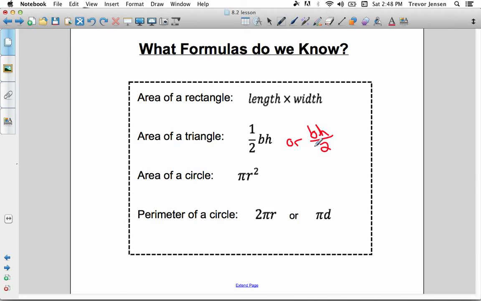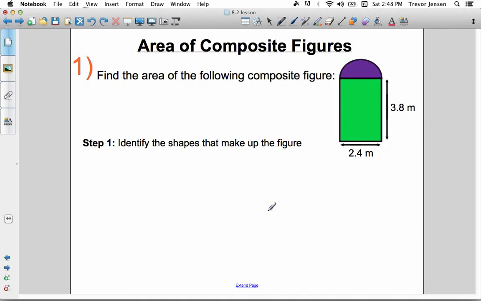If you want to find the area of a circle, you're going to have to do pi r squared. If you want to find the perimeter of a circle, you'll have to use the formula 2 pi r or pi d, depending on if it gives you the radius or the diameter. Why can we use either? Well, the diameter of a circle is equal to 2 times the radius. That's why these formulas are equivalent. 2 pi r is the same as pi d, because the diameter is equal to 2 times the radius, or conversely, the radius is half of the diameter.